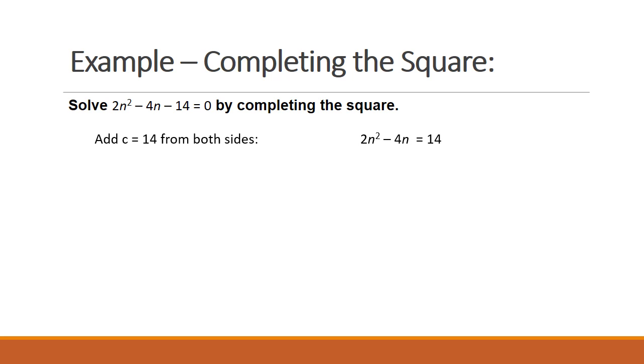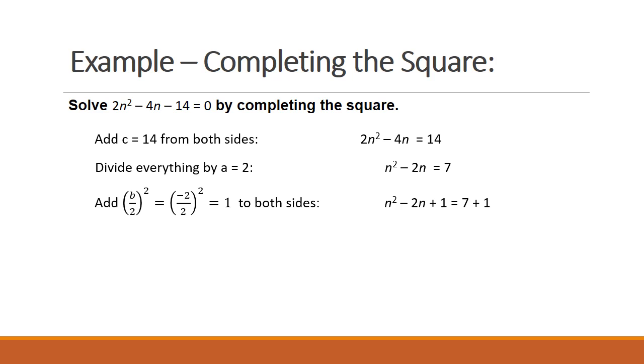So the first thing we do is we add the 14 to both sides of the equation. So now we've got 2n squared minus 4n equals 14. We're going to divide everything by 2 because we don't want a number in front of our squared variable. Now sometimes that doesn't make for really nice numbers like it does here. Sometimes you're going to end up with fractions. That's okay. Don't panic. The method still works.